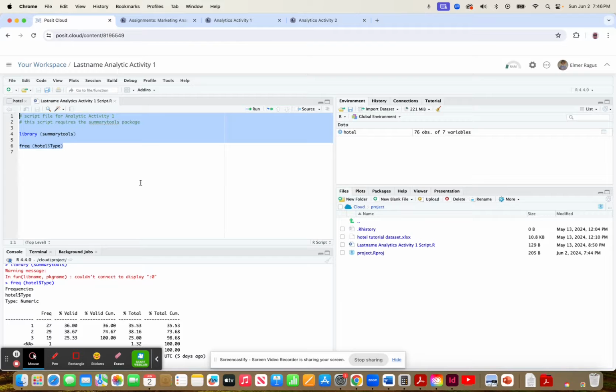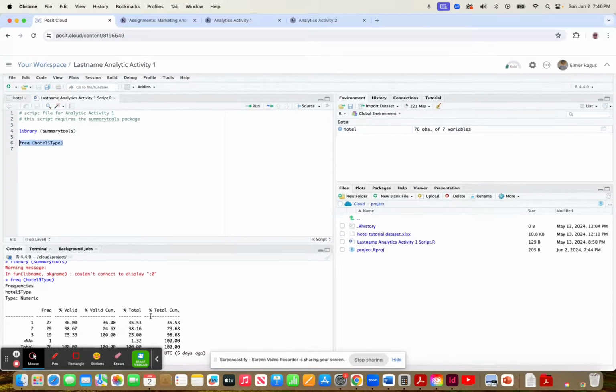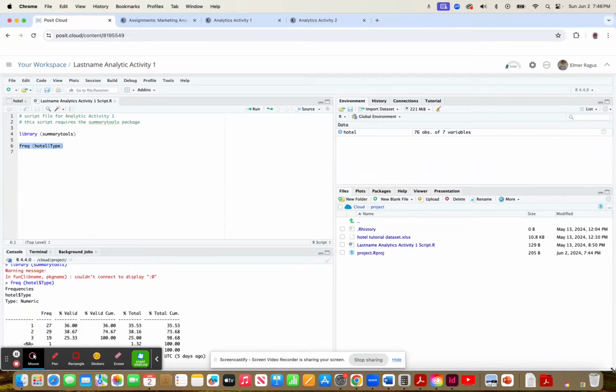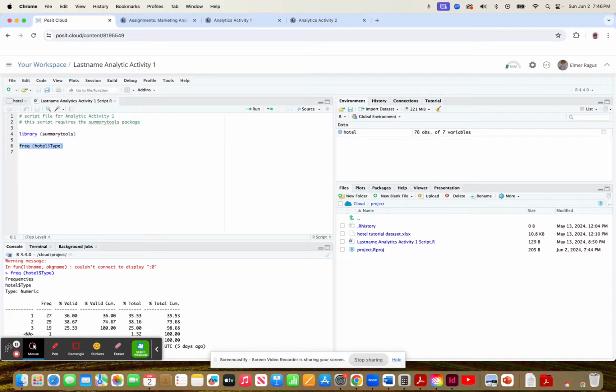In this case, we just added some comments to describe what the script is. And then we installed and activated the summary tools package. And then we ran the frequency distribution on the type variable, and the name of our data set is hotel. So this would be the code behind doing something like that. And from here, we saw the results, and that's how we were able to answer our research question.